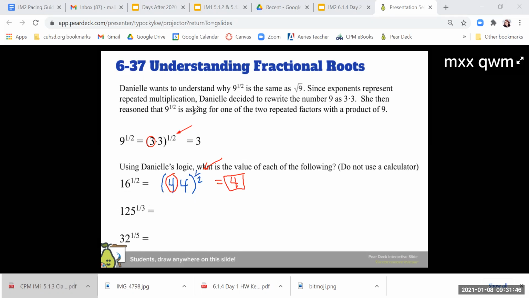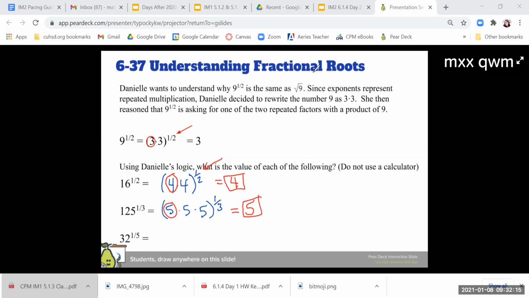So for 125, to follow the same reasoning, I have 125 to the 1/3, so I need 3 numbers, and that would be 5 times 5 times 5. That's 5 to the 3rd makes 125. So 3 numbers to the 1/3, and I want one of those 3 numbers. So that gives me an answer of 5.